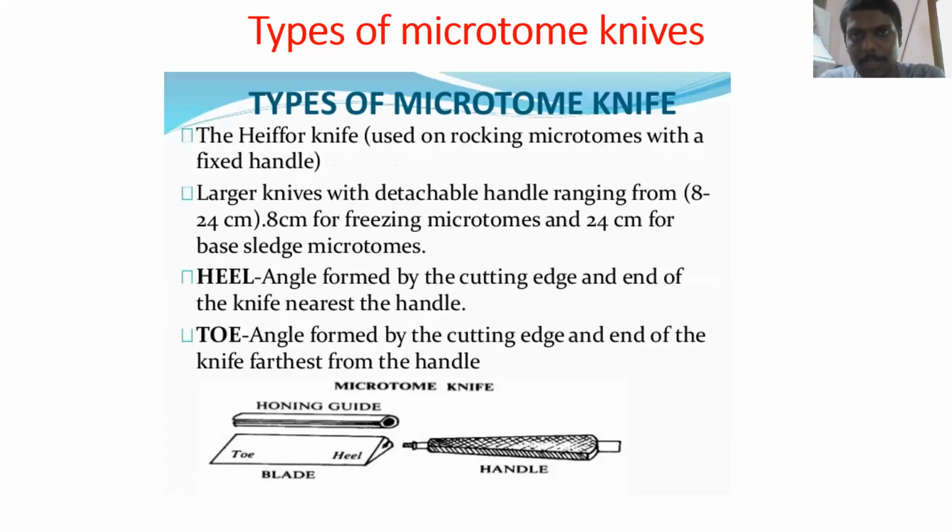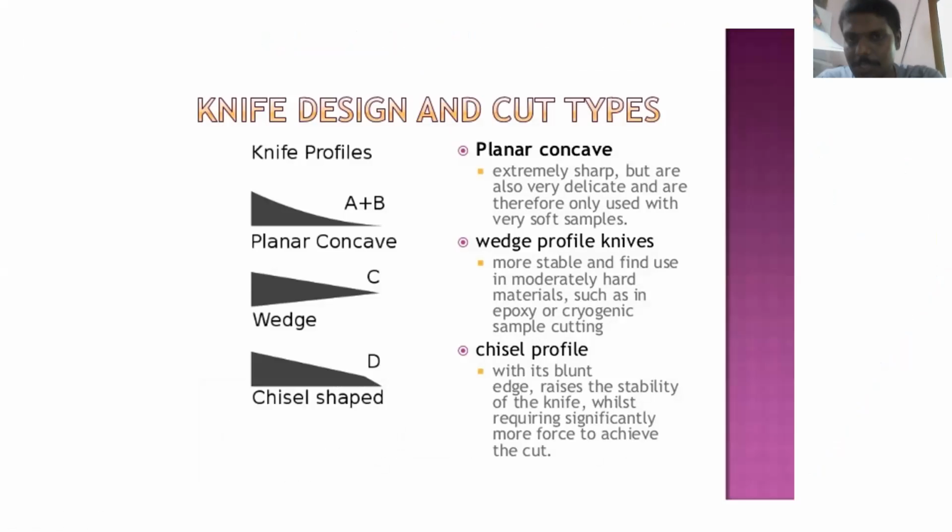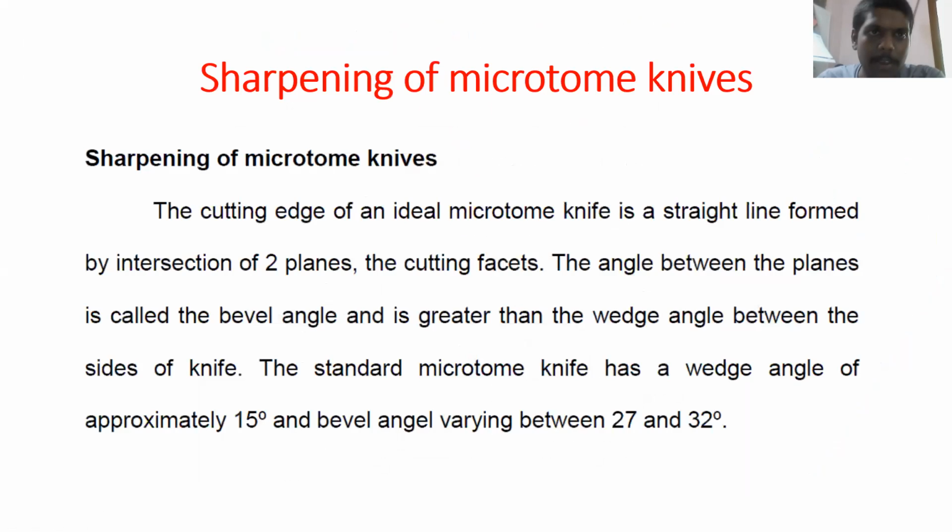Then we have different types of microtome knives. If you see the anatomy of the knife, it has parts like a heel, toe, honing guide, and handle. The knives that we use for section cutting are planar concave knives, wedge profile knives, or chisel knives. Regularly these knives need to be sharpened.